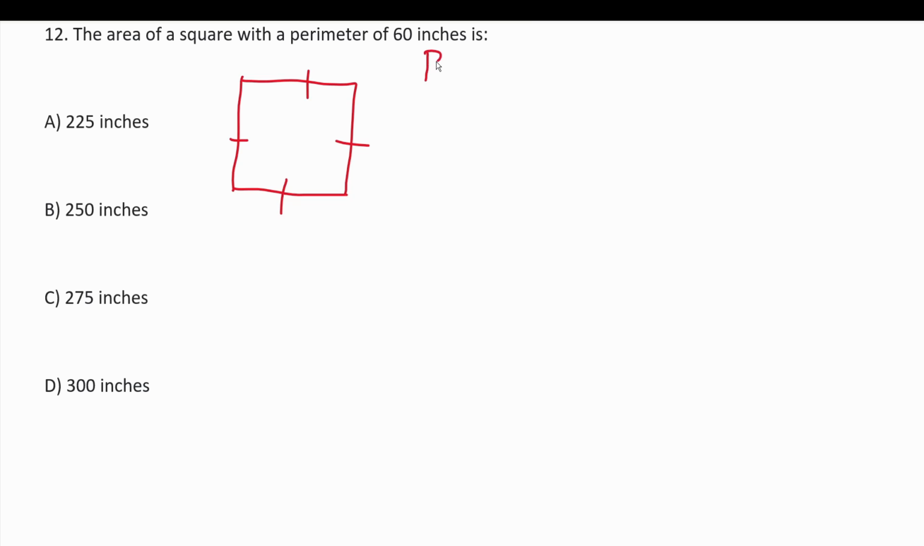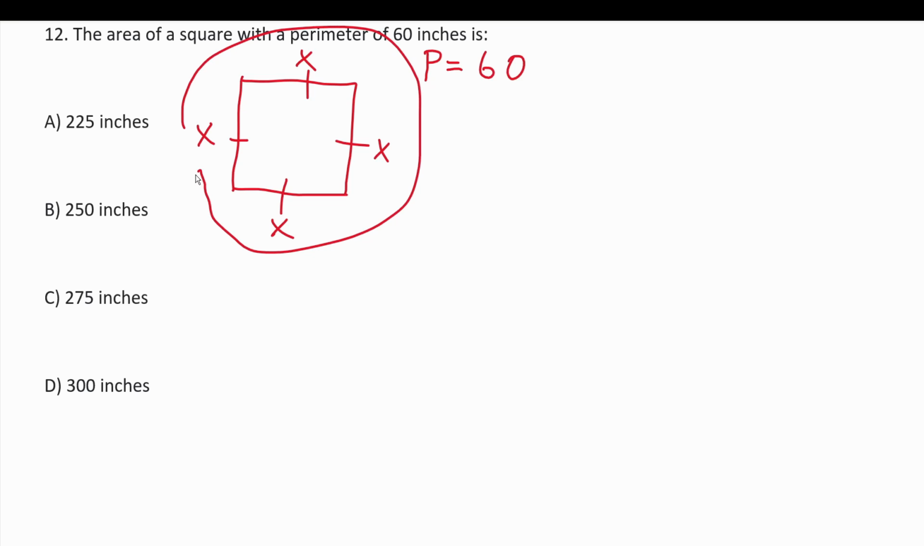What's more, we're told the perimeter of this square is 60 inches. Well, how can I use this information about all the sides of a square being equal and the perimeter being 60 inches to find the area? Well, if all the sides are equal and I let one of the sides be x, that means all of the sides are x. And in order to find the perimeter of any quadrilateral, you simply add up all the sides. So the perimeter of this square is just x plus x plus x plus x.